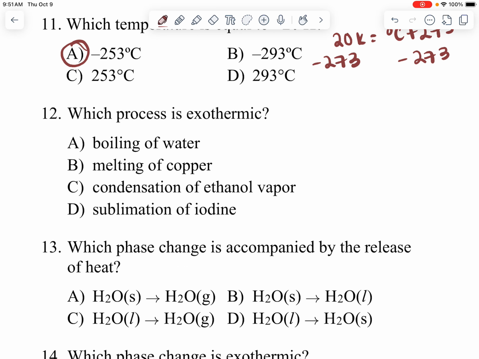All right, exothermic. Remember, exothermic is exiting. Our heat is exiting, so we are cooling down. We're going from high energy gas down to liquid, down to solid. Okay, so we need choices in this direction. Boiling is liquid to gas. Melting is solid to liquid. Condensation is gas to liquid, that looks great. Sublimation is solid to gas. So our answer is definitely C.